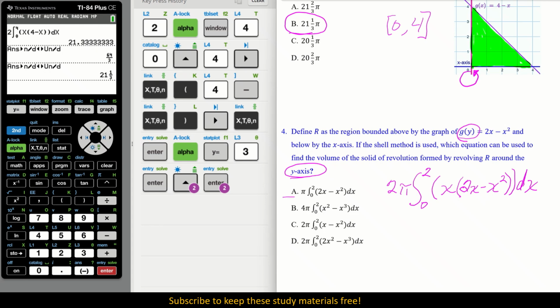Obviously, A is out. B doesn't make sense. C and D are left. There's just one big difference: the distribution of this x. This would mean that we need 2x squared minus x to the third, and that would be option D. This is the last question in this video.